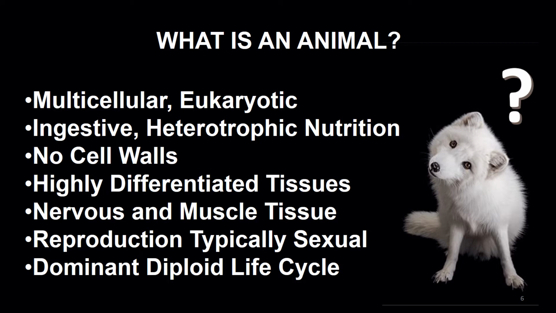So what is an animal? This should be a review to you. Nothing in here should shock you. Animals are multicellular and eukaryotic. They do ingestive heterotrophic nutrition, and unlike fungi, they lack cell walls. Animals have highly differentiated tissues, including nervous and muscle tissue. Their reproduction is typically sexual, and they have a dominant diploid life cycle. There is probably an exception to everything, however, this is a really tight group.